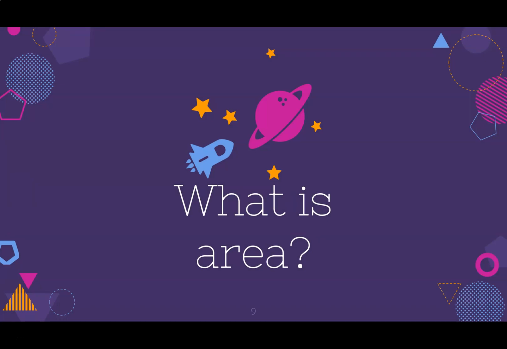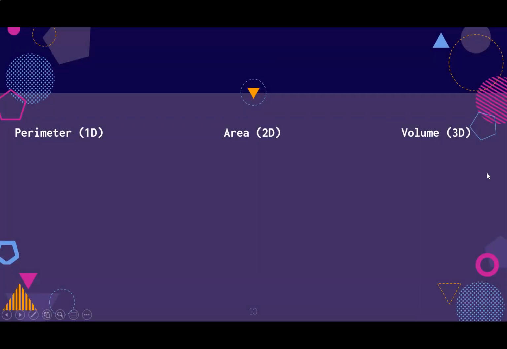Today's lesson is all about area, so before we go any further, let's make sure we know exactly what that means. We will also be measuring something called perimeter in this unit. If we have a square, the perimeter is a one-dimensional measurement, and it measures the outline of that square. So the shortest distance around that square.